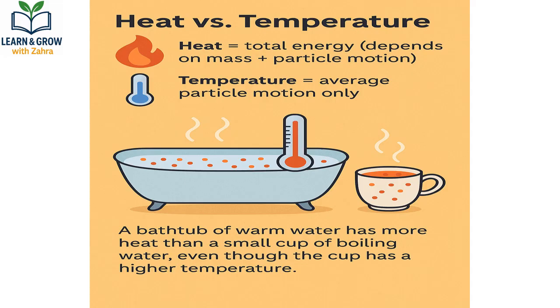And that's why we get those examples that sound weird at first. Like the classic one, the boiling cup versus the bathtub. Perfect example. Okay, so imagine a small cup, maybe 200 milliliters of water that's just boiled. It's at 100 degrees Celsius, steaming hot. Right, very high temperature. Particles moving super fast on average. Now picture a huge bathtub full of water. It's just warm, maybe 40 degrees Celsius. Much cooler temperature. Particles are moving slower on average than in the cup.